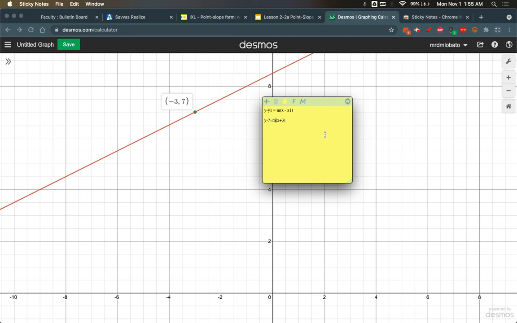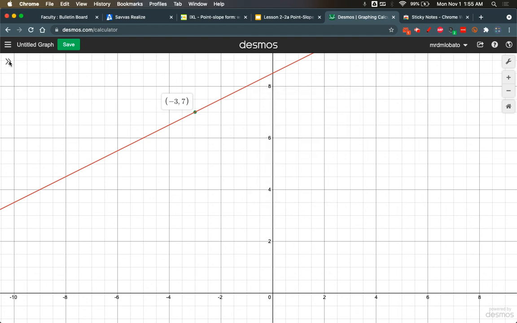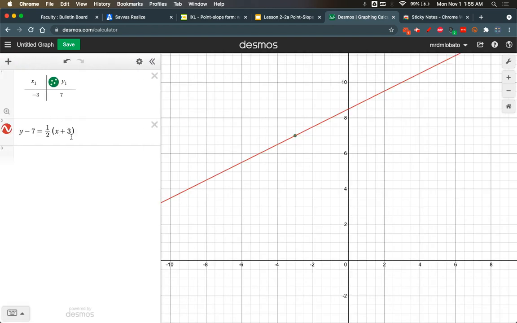And now I need to calculate the slope. So let's see, from this point, it goes up 1 over 2. Rise of 1, run of 2 means it's got a slope of 1/2. So y minus 7 equals 1/2 times x plus 3, which we can see over here is exactly what it is.